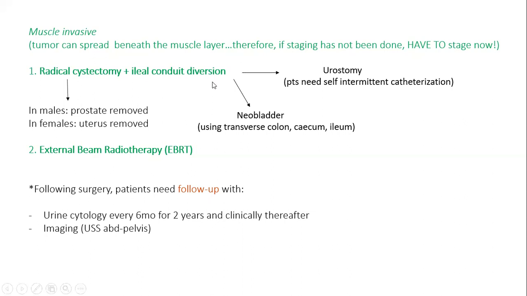The other option is you can get a neobladder. From the person's own tissue, you can make an artificial bladder. The commonly used tissues are transverse colon, cecum, or ileum, and you basically make a pouch of bladder using that.